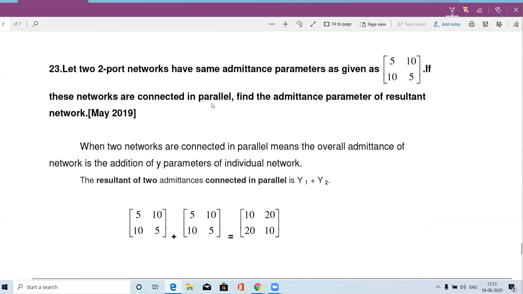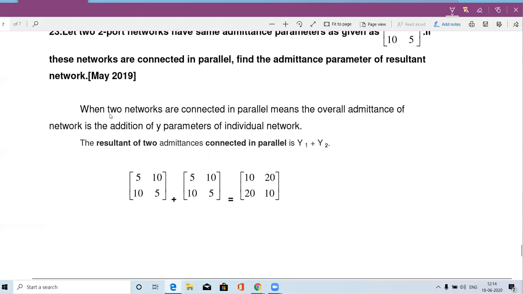And the next question is a May 2019 question. Let two two-port networks have the same admittance parameter as given here. If these networks are connected in parallel, find the admittance parameter of the resultant network. Each two-port network has the same admittance values 5, 10, 10, 15. If they are connected in parallel, what is the resultant admittance matrix?